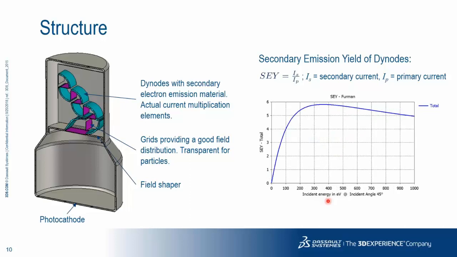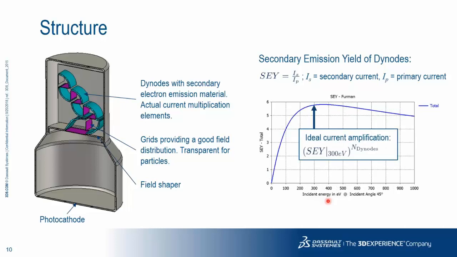With that, maybe in a more linear view, we can also estimate the ideal current amplification for the structure. So if we assume in an ideal world all particles would hit the dynode with an energy where we have the maximum SEY, and we do this as many times as we have dynodes, we would get the ideal current amplification, which of course in reality we don't get, because not all particles have the same energy, and maybe we also lose some particles.